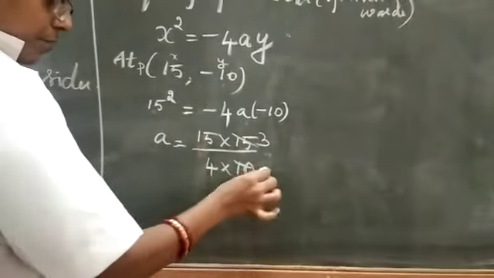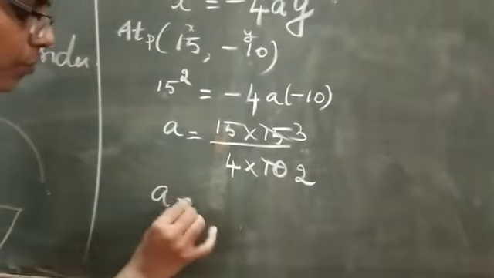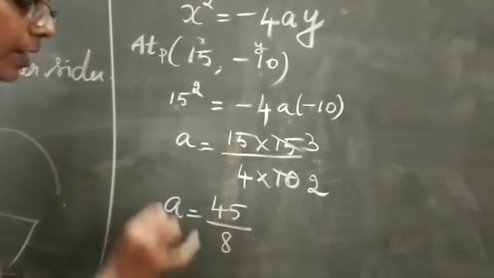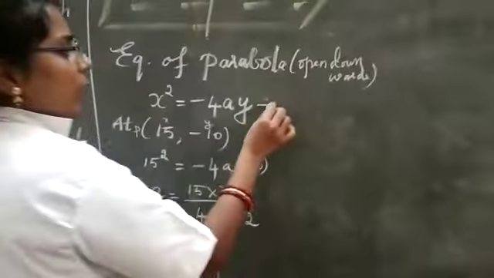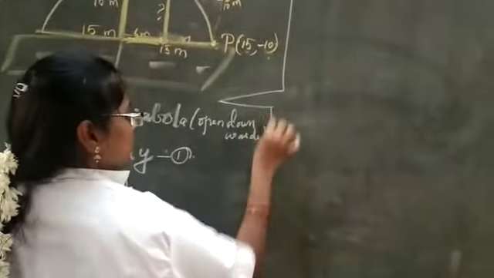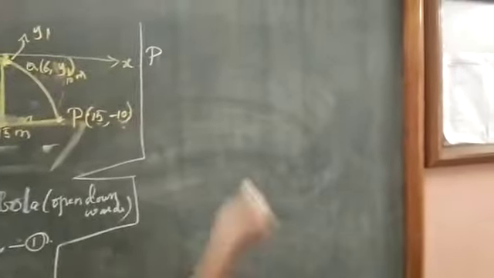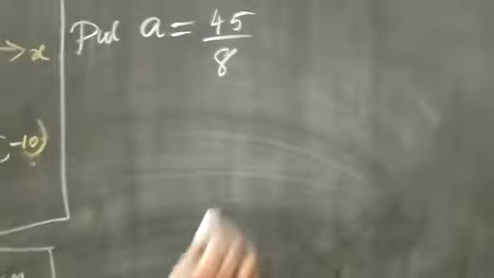5 3s are 15, 5 2s are 10. Where edavadhu cancel agudha? Illa. Okay. Therefore, we have a is equal to 15 3s are 45 divided by 4 2s are 8. Therefore, the value of a is equal to 45 by 8. Name this equation as 1. Now, let us substitute the value of a in equation 1. So, put a is equal to 45 by 8 in equation 1.